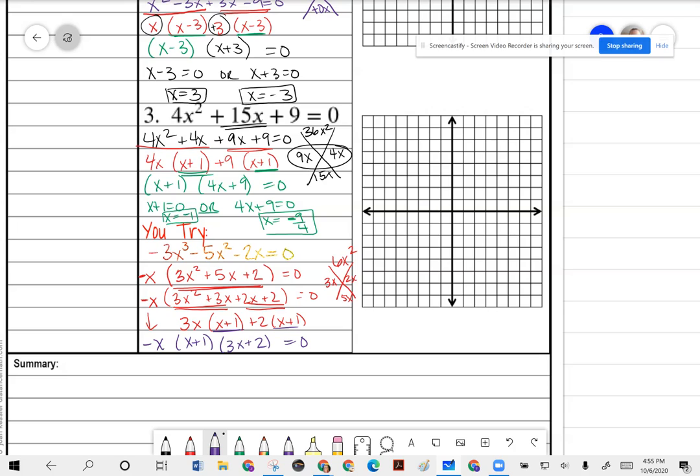And remember, it equals 0. So you actually have 3 sets of factors. Negative x is equal to 0, or x plus 1 is equal to 0, or 3x plus 2 is equal to 0. And so if you were to solve for x here, x would equal 0, x would be equal to -1, or x would be equal to -2/3. And so those would be your 3 final solutions.